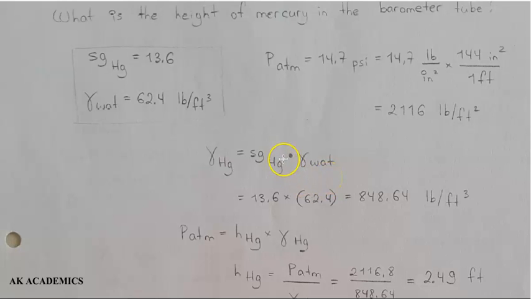We do know the specific gravity of mercury to be 13.6. It has no unit. Multiplied by the specific weight of water, which is 62.4, that gives us 848.6 pounds per cubic feet.